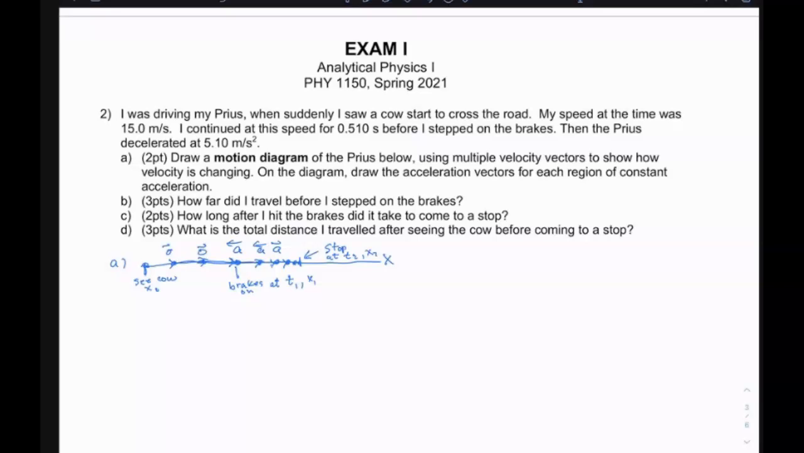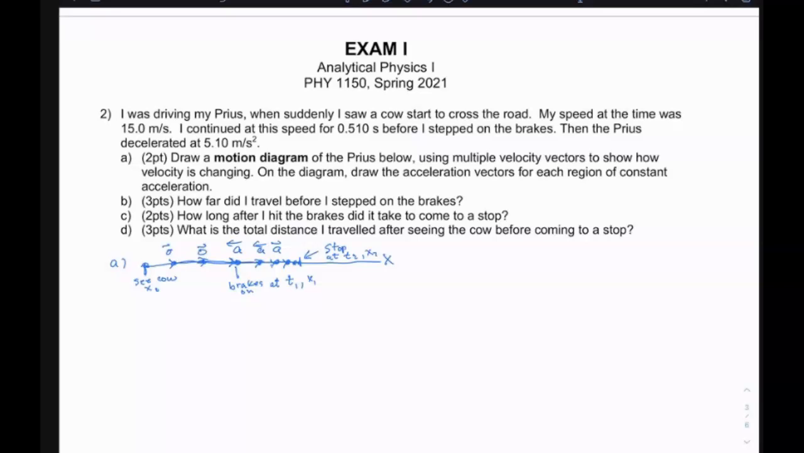In part A of the question, we're to draw a motion diagram of the Prius below, using multiple velocity vectors to show how the velocity is changing. On the diagram, draw the acceleration vectors for each region of constant acceleration. Okay, so I've already shown that below.